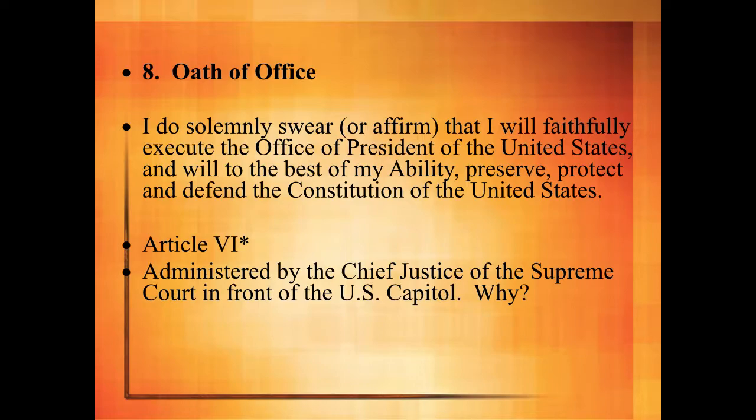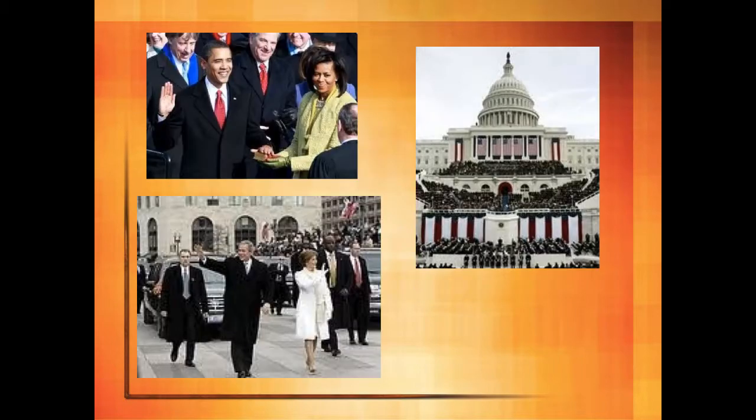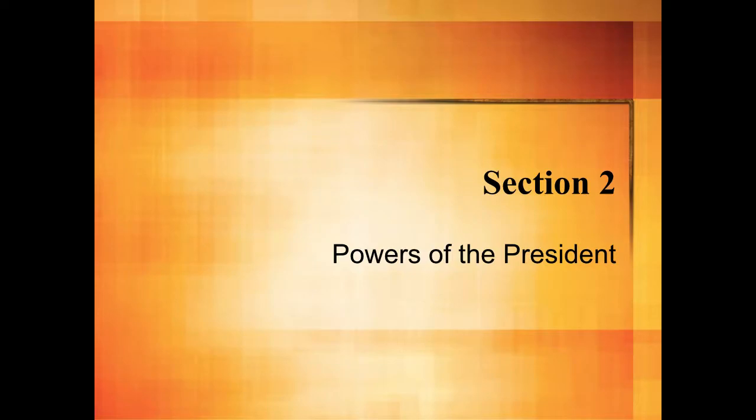And that is administered by the Chief Justice of the Supreme Court in front of the Capitol, right? So this is a real clarification that, yes, this person is legitimate, that all three branches of government are coming together for this moment. And so we can see a couple moments, right? Barack Obama getting sworn in. This is what it looks like, kind of a pulled back view. So it's a pretty big event. Sometimes presidents walk from the White House to the Capitol to be sworn in, and other times they roll in on cars. And so we're going to get into Section 2 now, the powers of the president.